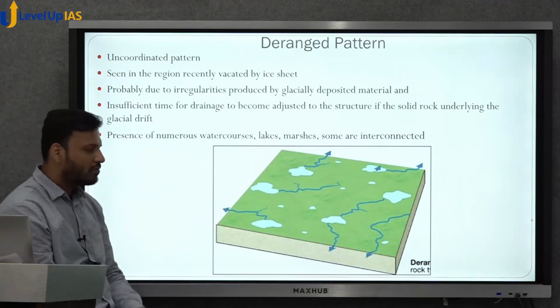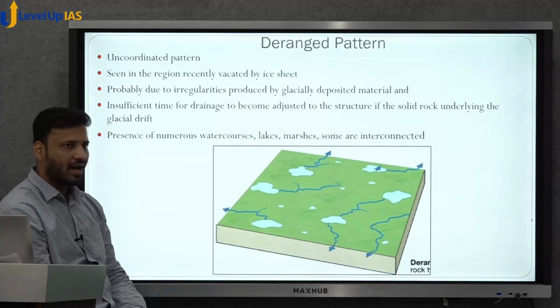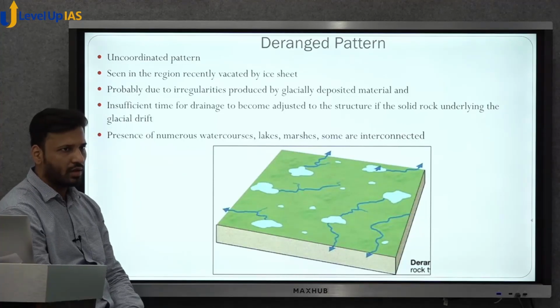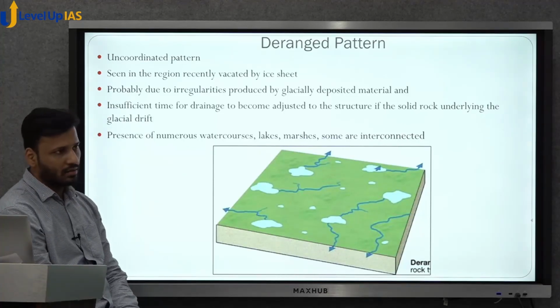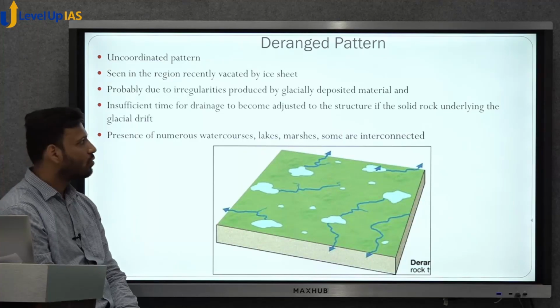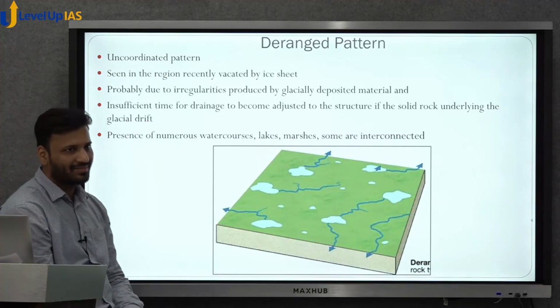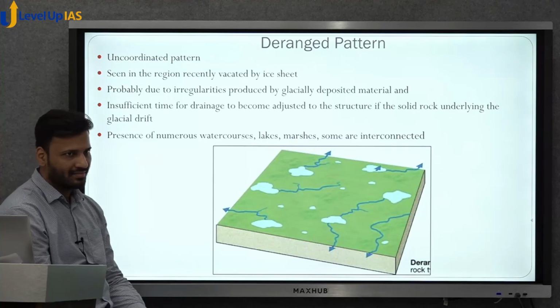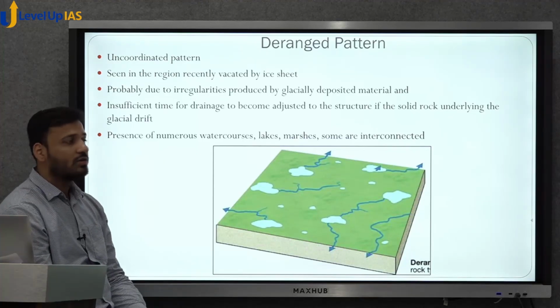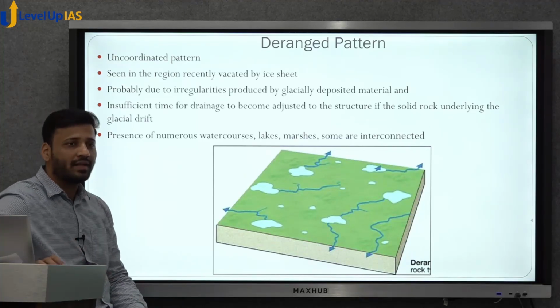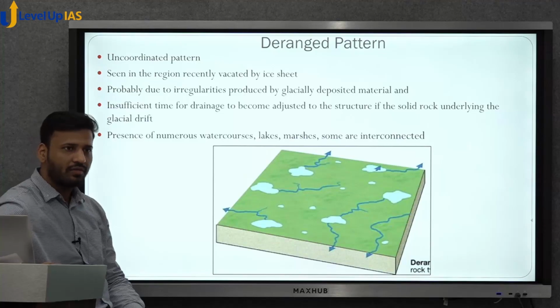Many lakes have been formed suddenly somewhere in between. Marshes have been formed, bogs have been formed. So this is no pattern. So no pattern is also one of the patterns, called the deranged type of pattern. Getting it? So these are the important 6-7 drainage patterns of rivers.